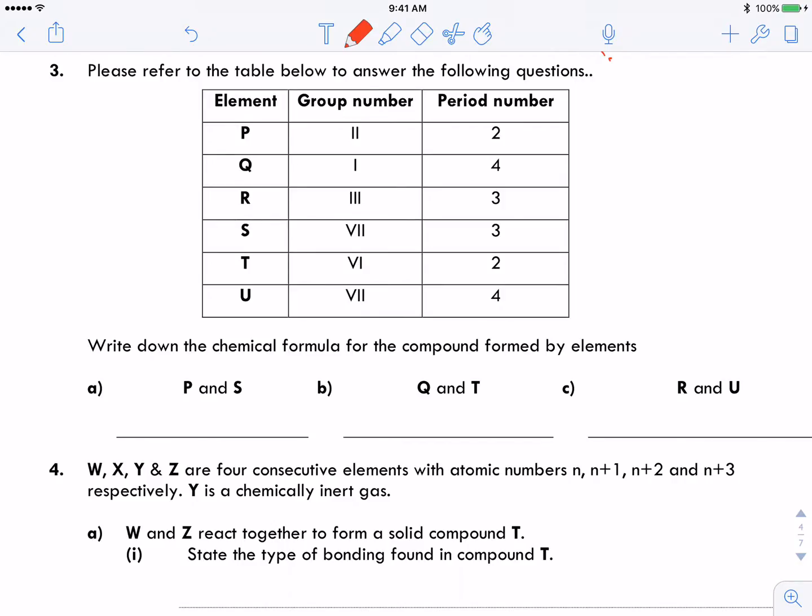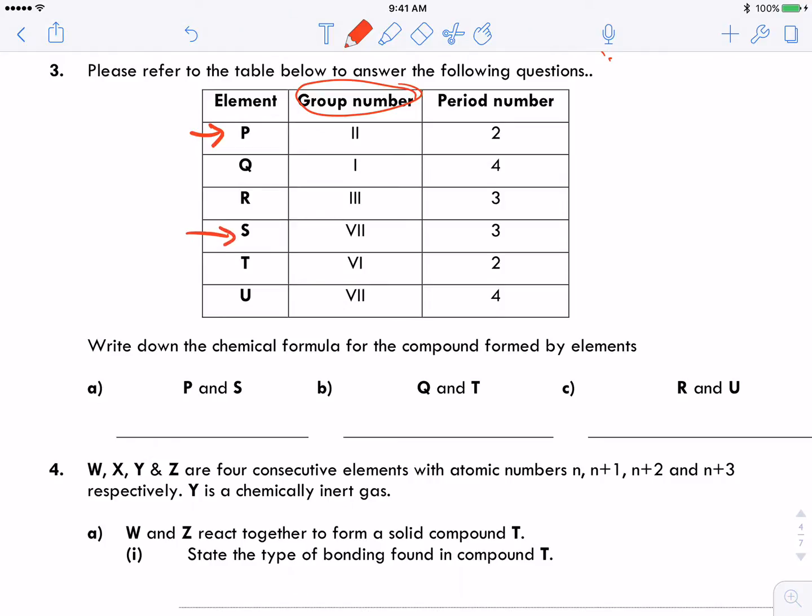Okay, let's look at question 3 from Ionic Bonding questions. Refer to the table below to answer the following questions. Okay, this time they tell us the group number. From the group number, we should also know whether something is metal or non-metal. Write down the chemical formula for the compounds formed by elements P and S.